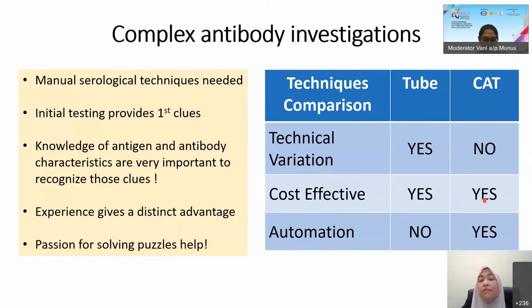Both are very cost effective, and for automation only CAT we can perform using the automation, while tube cannot. Okay, so both are manual serological techniques. Usually this is initial testing that provides the first clue for us. Besides that, the knowledge of antigen and antibody characteristics is very important to recognize those clues. So from experience we get a distinct advantage to identify the antibody. We also must be patient in solving puzzles, especially complicated cases.